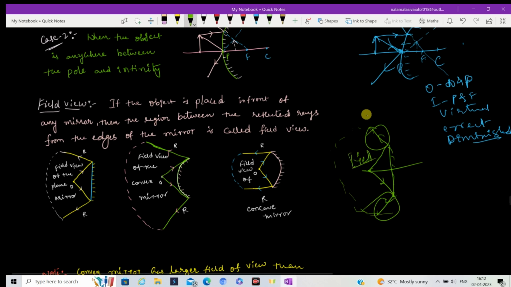So here you can observe, if the object is placed in front of any mirror, then the region between the reflected rays from the edges of the mirror is called field of view. So the edges of the mirror or extreme reflected light rays, that is the field of view. Field of view is more for a convex mirror. So you take the plane mirror and concave mirror, compared to these two, the convex mirror's field of view is more.